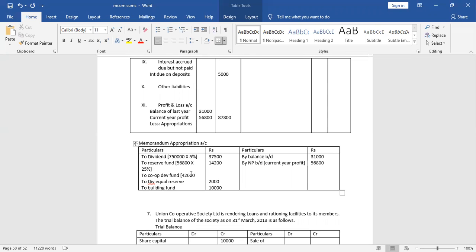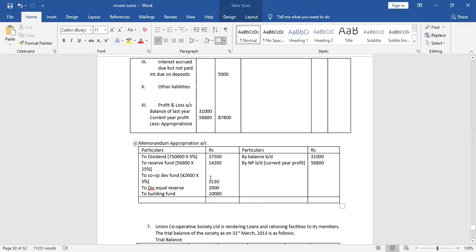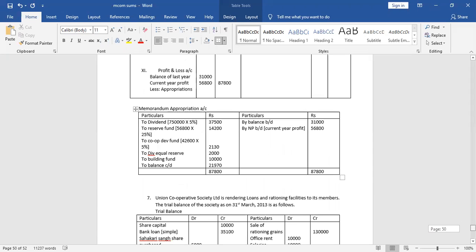So the remaining amount is 42,600, and how much is to be given, 5%. In the question it is given: the profit remaining after reserve fund transfer. That will be how much? 2,130. So now add and see what the balance is coming. 87,800, and this one is to balance carried down. We do not need to give the second effect for this, because general body approval has not come. 21,970. Now what we will do is we will have to tally the balance sheet.